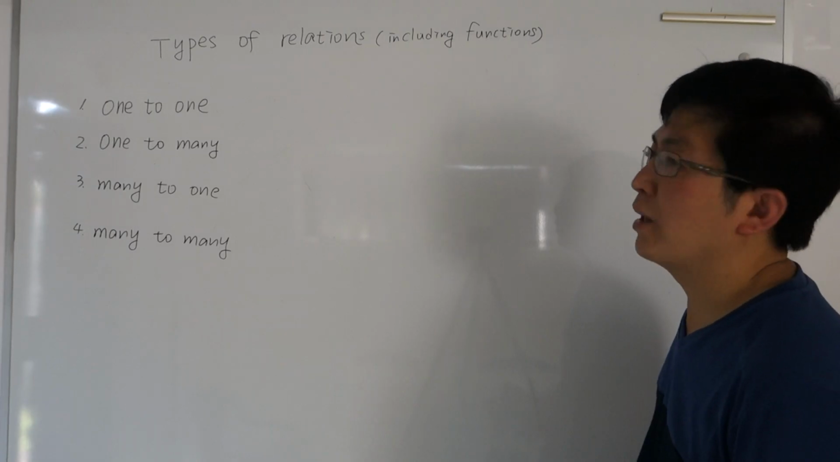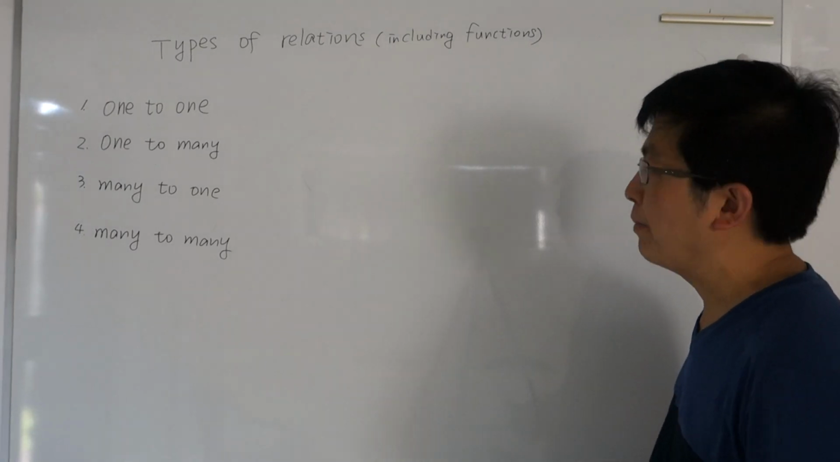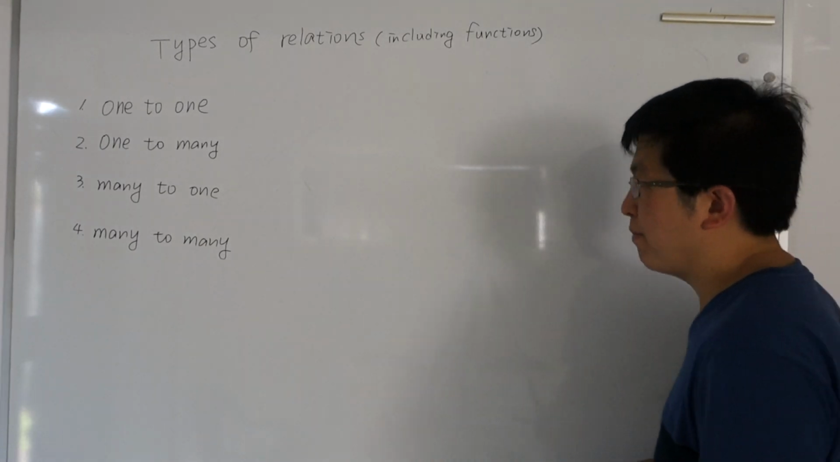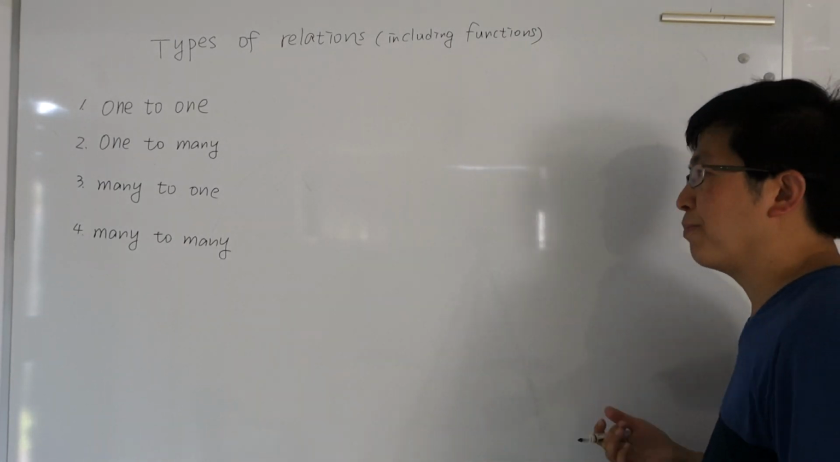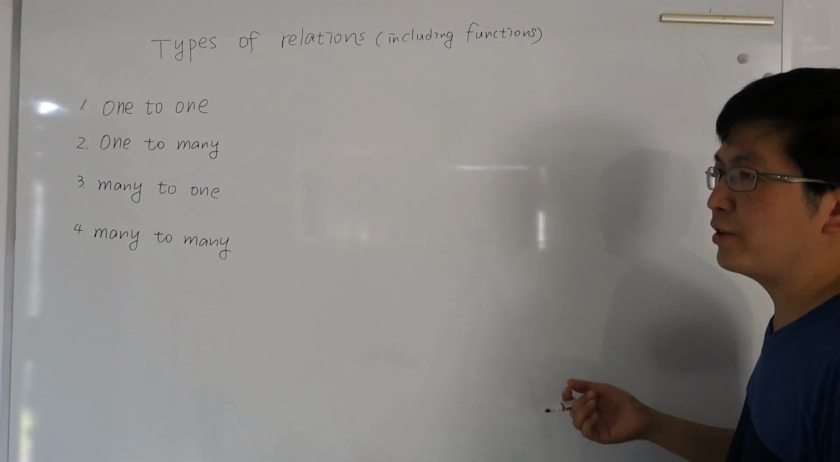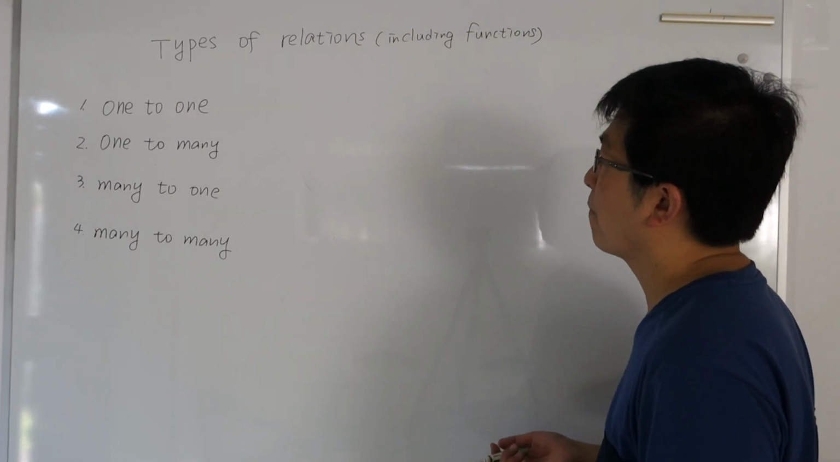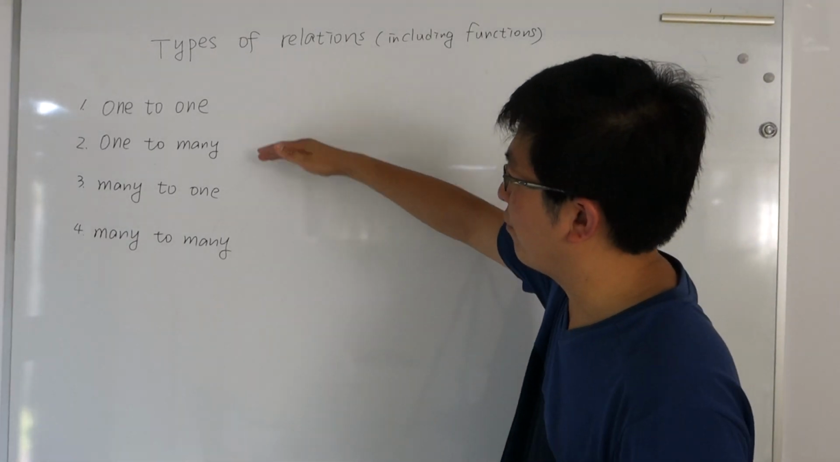Now we talk about the types of relations, including functions. Before, we already talked about that. A function must be a relation, right? But a relation is not necessarily a function. Okay, so for relations we have four types.